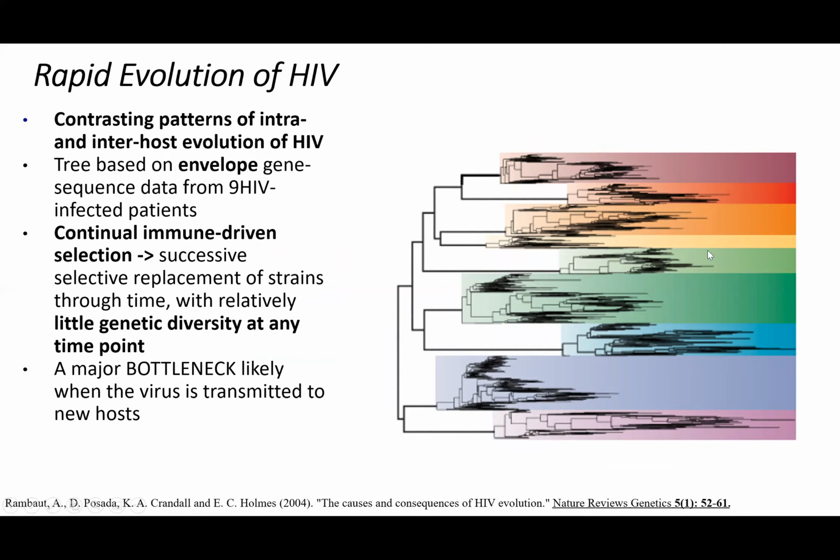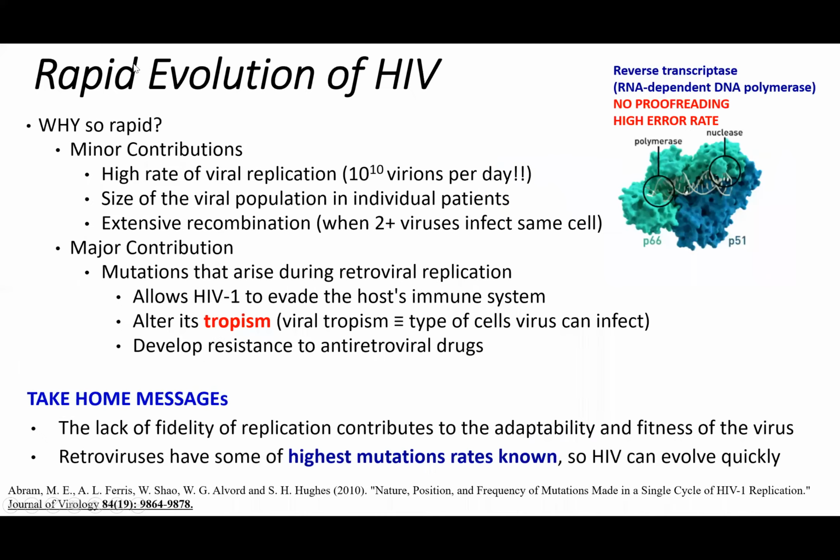Each one of these colors corresponds to the HIV population found within a single individual. So this is person A, B, C, and so on and so forth. And what you're seeing is that even within a single host, there's a vast diversity of viruses. But what you'll notice is that the HIV found in one person versus another person is completely distinct. So if you get HIV from someone within a few months, you will have your own distinct and unique population of HIV due to the rapid evolution of HIV.